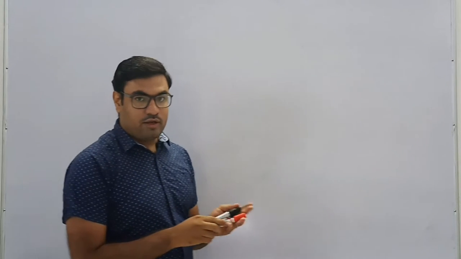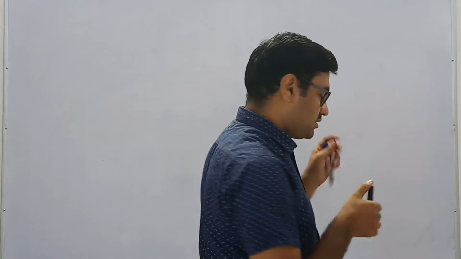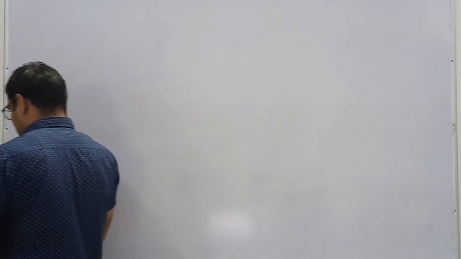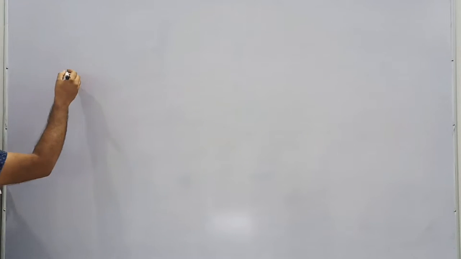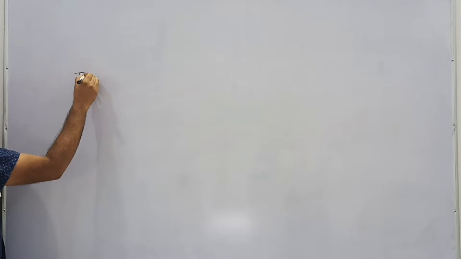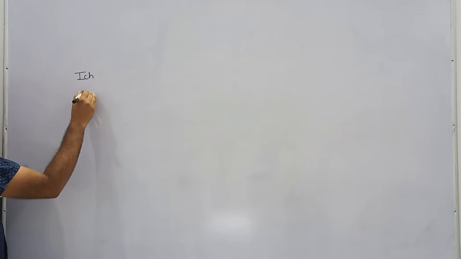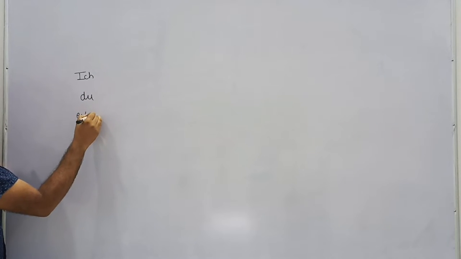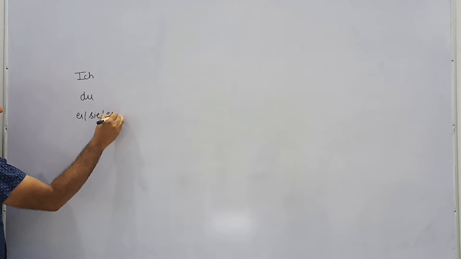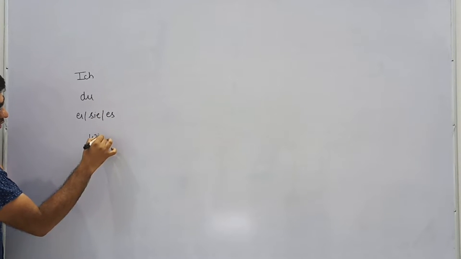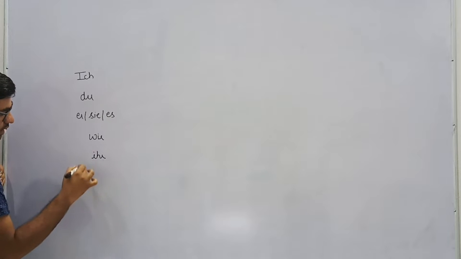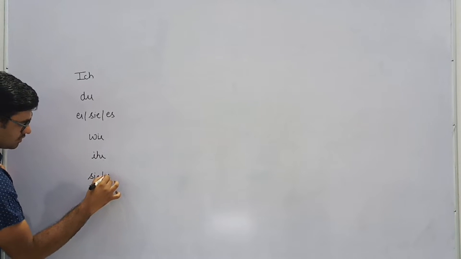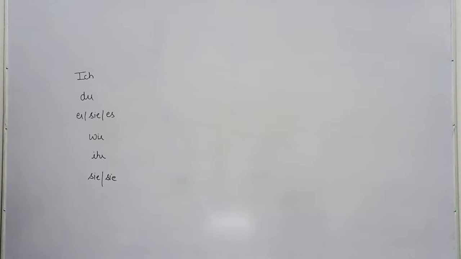Now, as I've told you, you need to learn the correct order in which the subjects are placed, like these personal pronomen. In the previous lecture, I told you that you have to write it in this format: ich, du, er/sie/es, wir, ihr, and sie/Sie. You have to learn in this order.